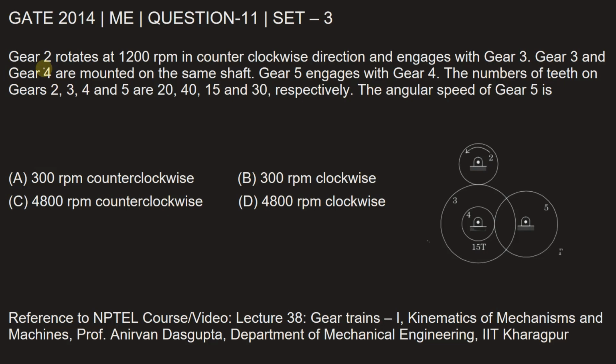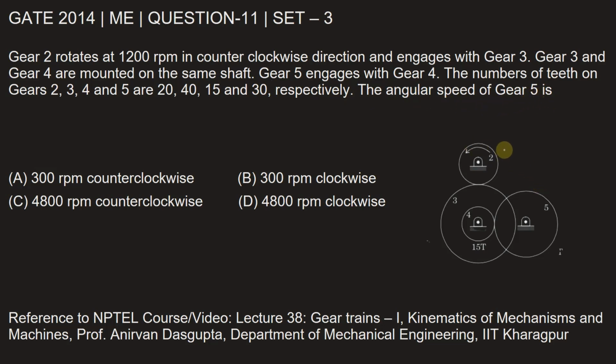Gear 3 and gear 4 are mounted on the same shaft. Gear 5 engages with gear 4. The number of teeth on gears 2, 3, 4 and 5 are 20, 40, 15 and 30 respectively. The angular speed of gear 5 is?